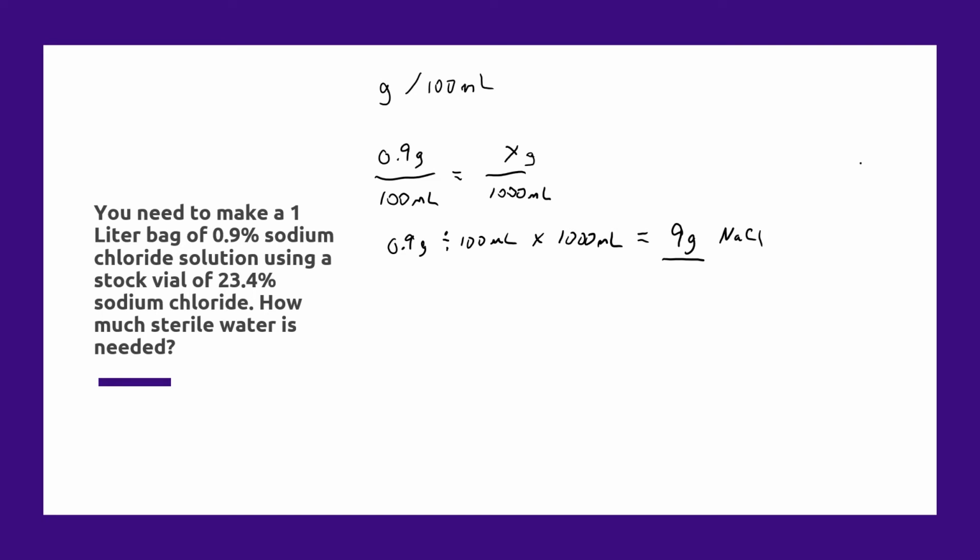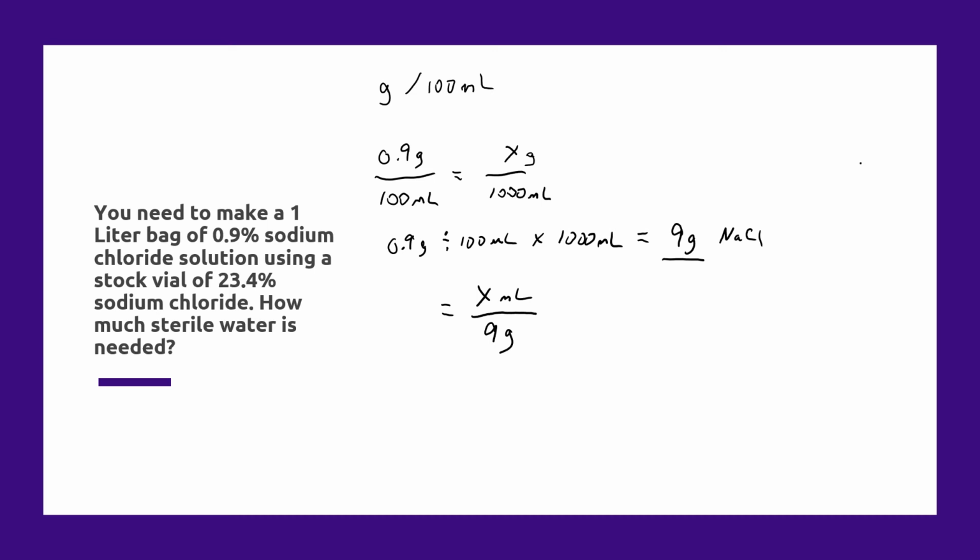So now that we know we need 9 grams of sodium chloride, we need to know how much of that 23.4% sodium chloride solution will provide us with 9 grams. Now again, this time we're going to need to solve for volume. So we need the volume of that 23.4% sodium chloride solution. So I'm going to set up another proportion with the volume in the upper right-hand side. So we're solving for X mL per 9 grams, and you'll understand this in a second, which is how much total sodium chloride we need.